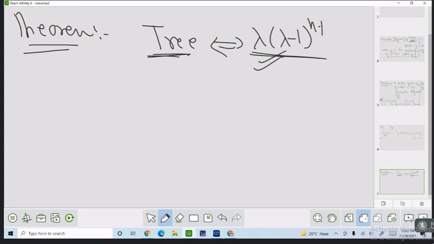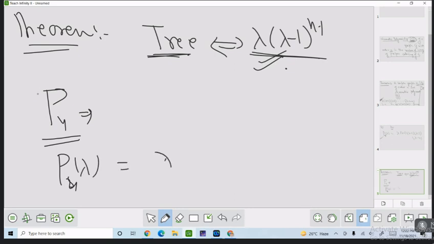If a chromatic polynomial is this one, then we will say it is a tree. For example, P4, it is a tree. What is the chromatic polynomial of this one? Means P4(λ) will be λ(λ-1)^3.